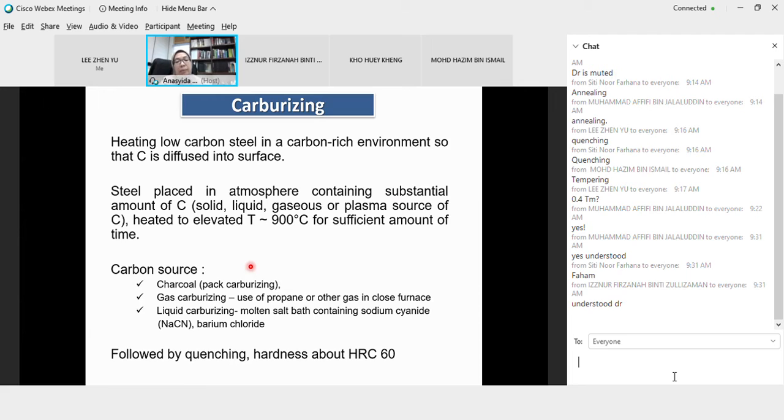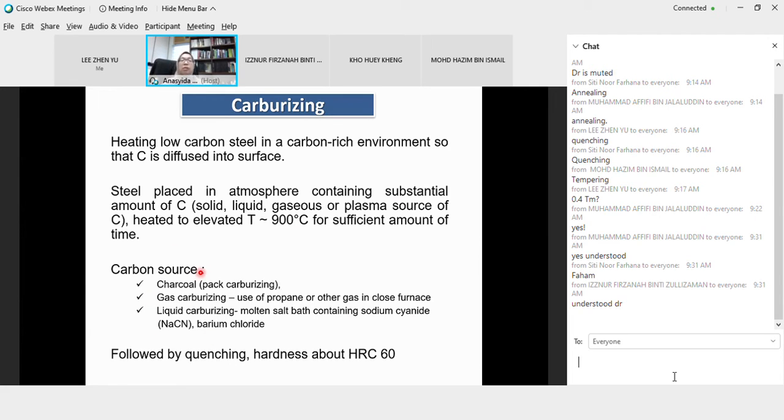are kept inside, with nothing escaping, meaning it is in a closed condition. Okay. For liquid carburizing, we put the sample in molten baths containing sodium cyanide, NaCN, and barium chloride. So this is some of the sources of carburizing.